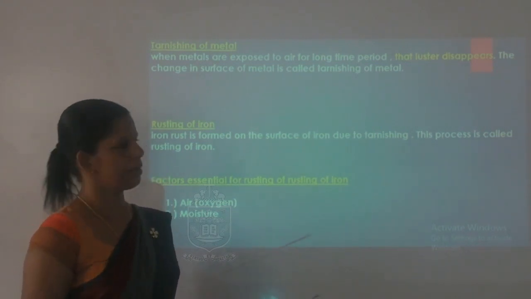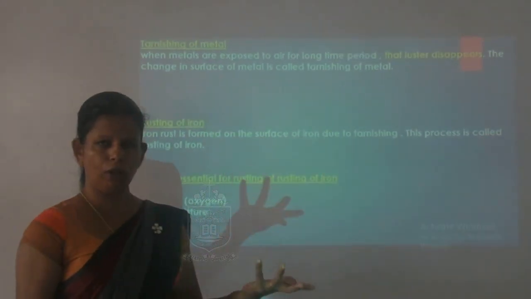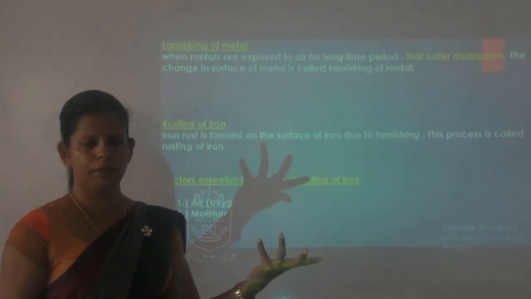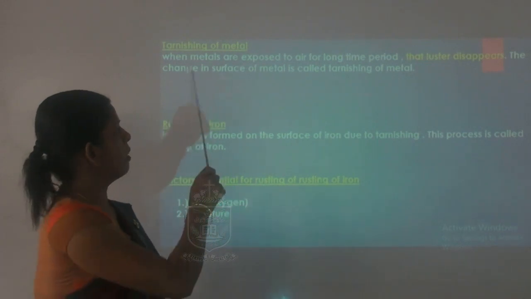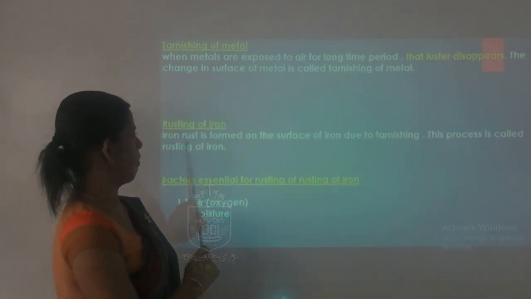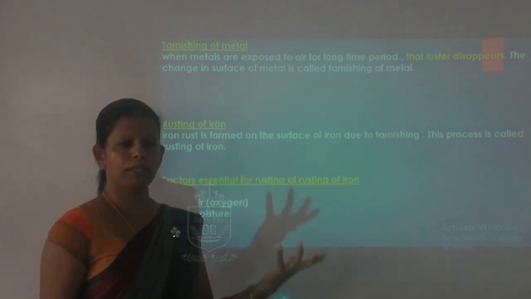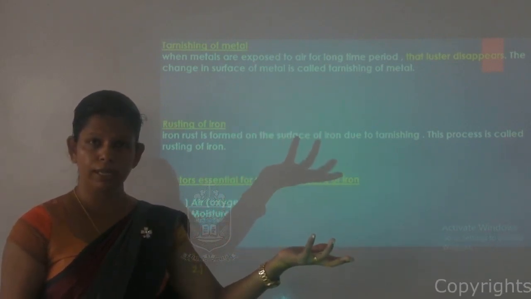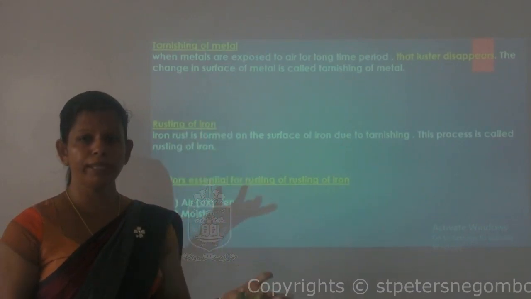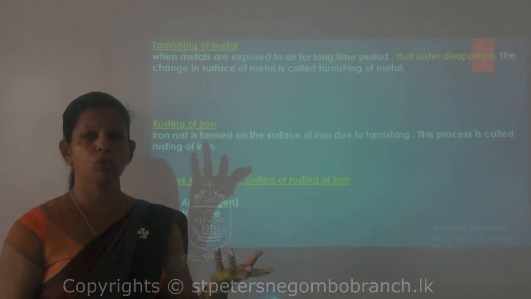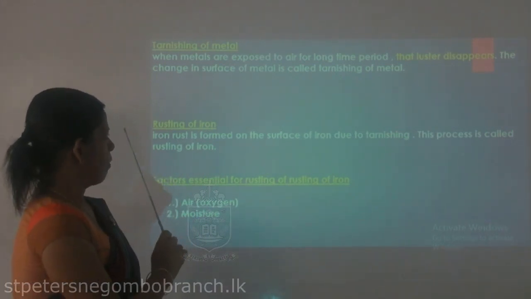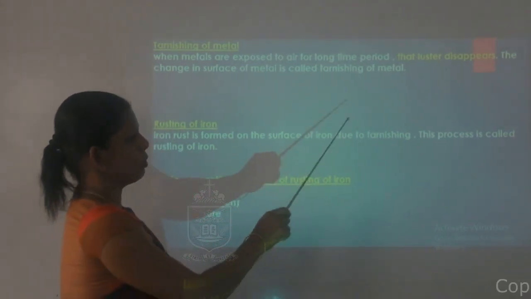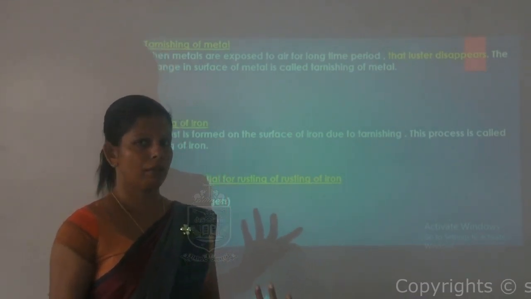What is tarnishing of metals? When metals are exposed to the air for a long time, what will happen? The luster disappears, the shine disappears. That phenomenon we can name as tarnishing of metal. Then what is rusting of iron? If you put an iron nail or any material made of iron outside in the environment, after a few weeks you can see some rust on those materials. Iron rust is formed on the surface of iron due to tarnishing. That process we can name as rusting of iron.